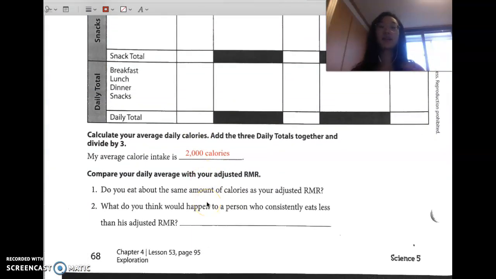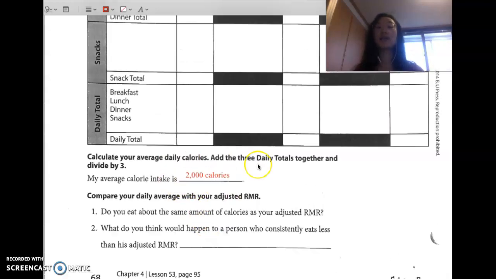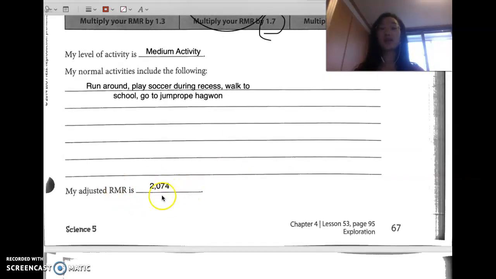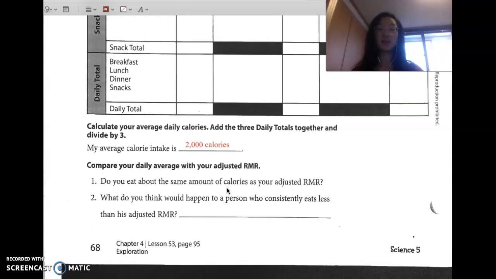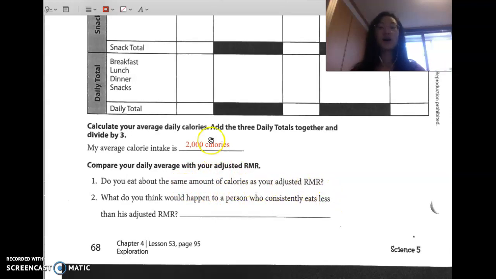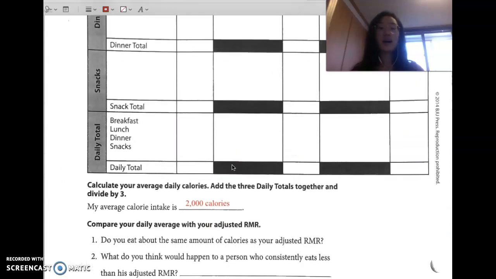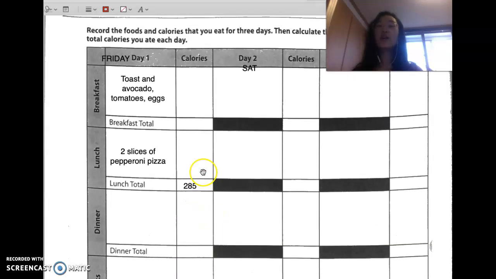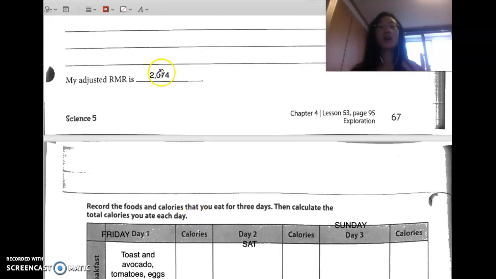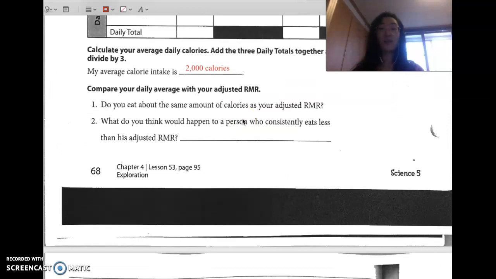Now, you're going to be comparing the average calorie intake with the RMR that you calculated last week, okay? So compare your daily average with your adjusted RMR. Do you eat about the same amount of calories as your adjusted RMR? So Adam's RMR was 2,074 and his average calorie intake was 2,000. So it's very, very similar. His RMR is a little bit more, by 74, but it's not a lot.